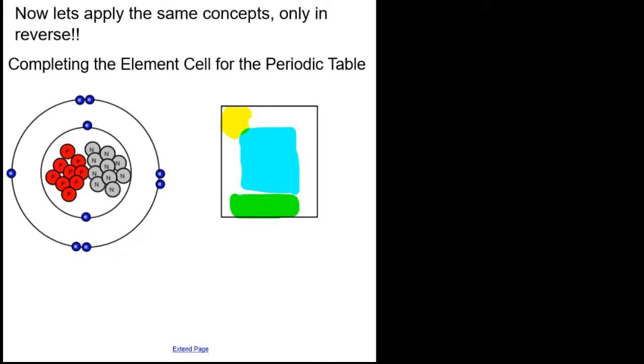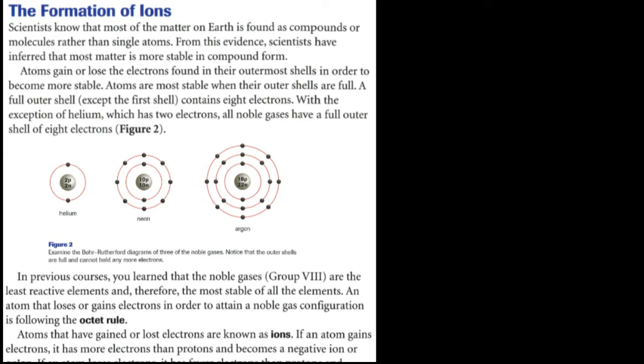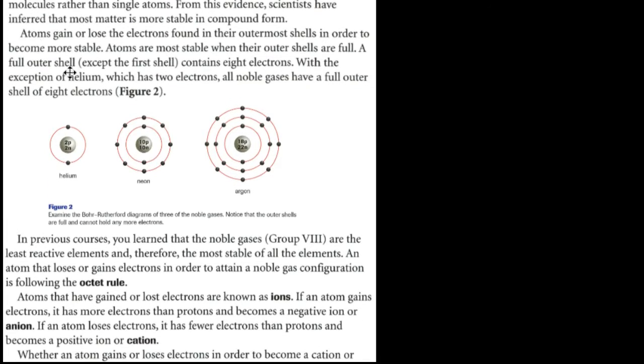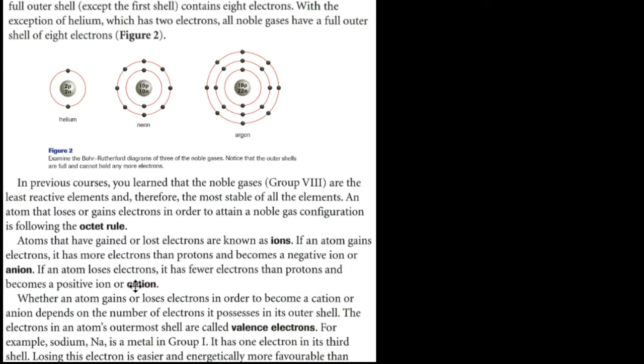Here's another example. Let's just skip over it for now. Ions, anion, cation. If you have an excess number of electrons, or an excess number of protons, which means you have a loss of electrons because you lose protons.